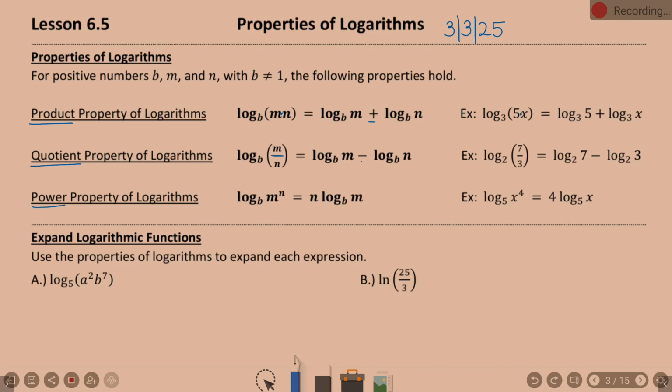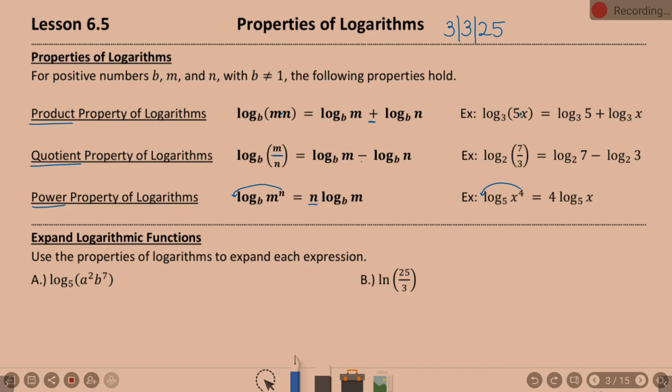And then we have one more, and this is the power property of logs. This says if there is a power, such as the n, that power can be moved out front as a coefficient. So log base b of m to the n can be written as n times log base b of m. So log base 5 of x to the 4th can be rewritten as 4 log base 5 of x, because that 4 can move out front.